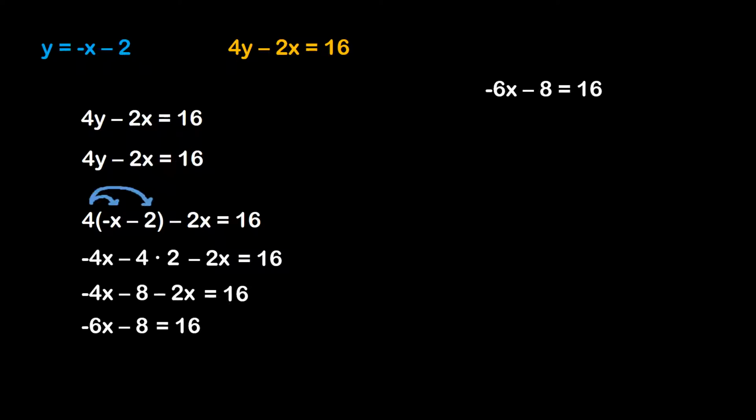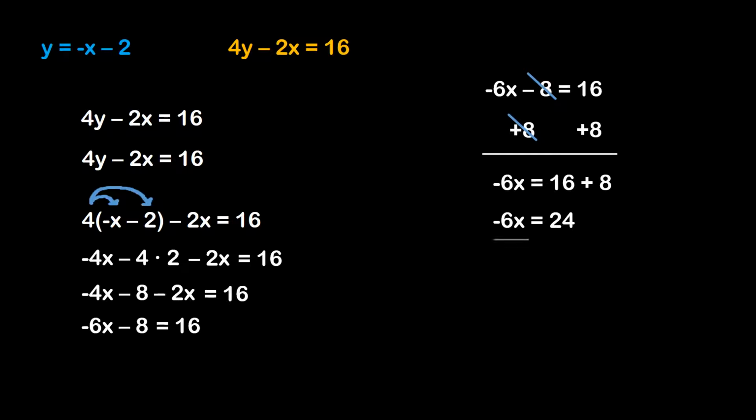We can add 8 to the left-hand side, and that means we have to add 8 to the right-hand side. Negative 8 and plus 8 cancel out. You're left with negative 6x is equal to 16 plus 8, or negative 6x is equal to 24. You divide the left-hand side of the equation by negative 6. That means you have to divide the right-hand side of the equation by negative 6, because again, we're trying to isolate for x. Those terms cancel out, and we're left with x is equal to 24 over negative 6, or negative 4. So that's our x value. x is equal to negative 4.